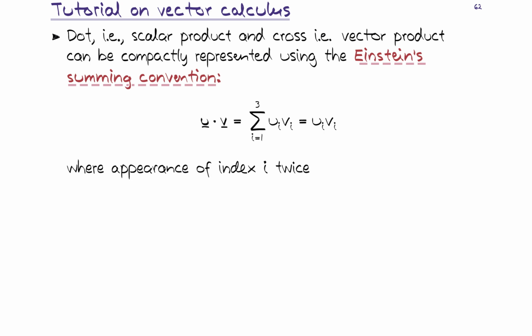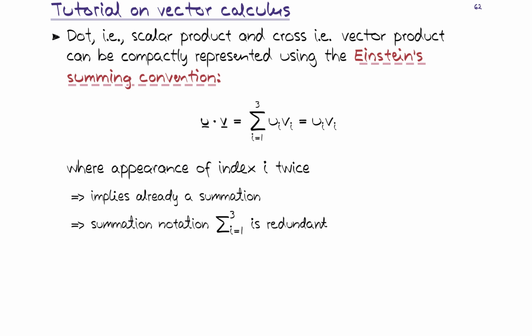So index i appears twice, and the notation then says that, okay, there's a summation already implied, and we do not then need to be actually writing the summation out, but rather we can just skip it altogether. And this is extremely nice when we are dealing with the more complicated vector identities, and for example, if you would want to derive them.